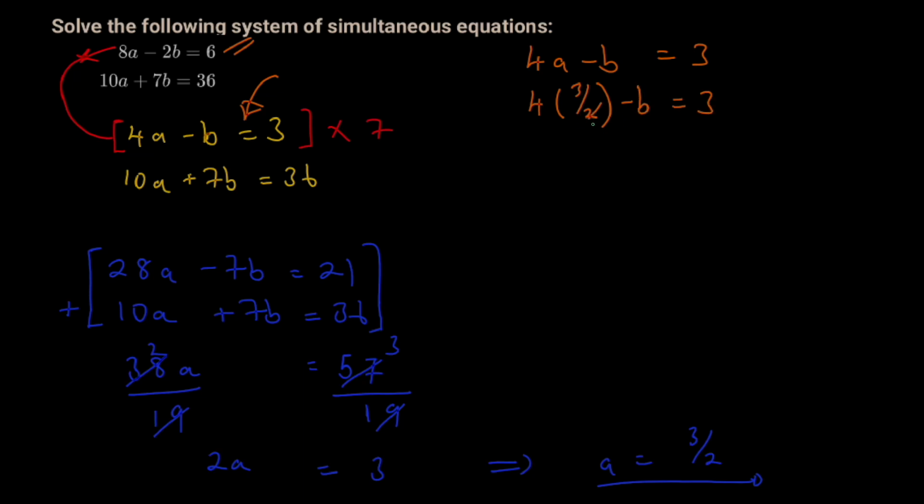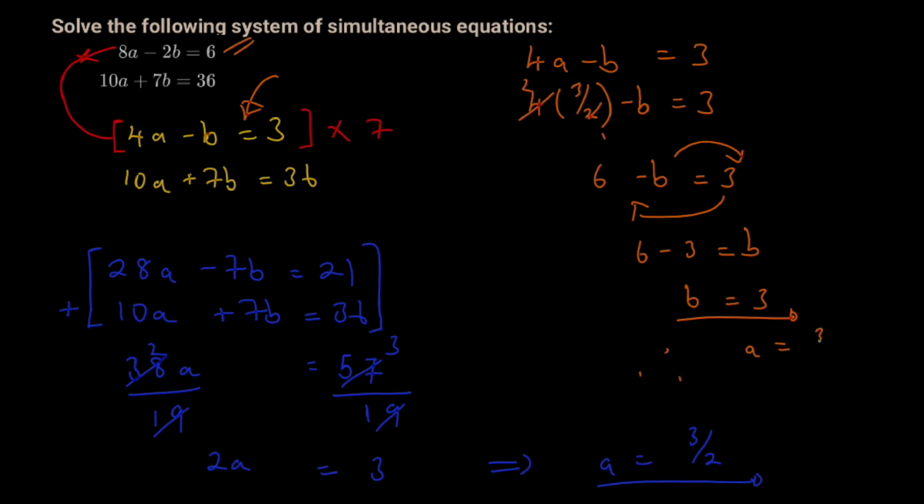So here I'm going to do 2 into 2, 1 into this, I get 2, then 2 multiplied by 3, I get 6, then minus b equal to 3 like this. Then I'm going to kick over b to the side and 3 to the side. So it becomes 6 minus 3 equal to b, so obviously b is equal to 3. So therefore, this is how I conclude: I write a equal to 3 over 2 and b equal to 3 like this.